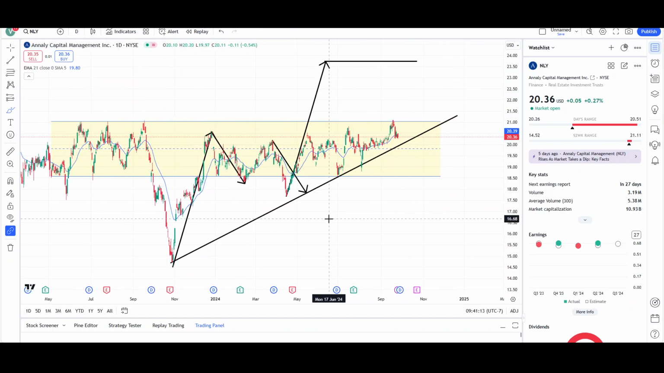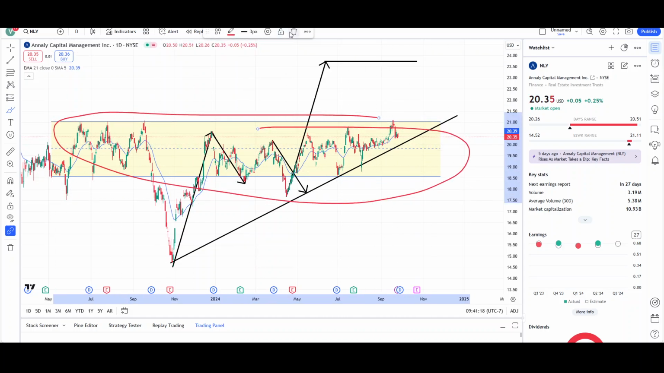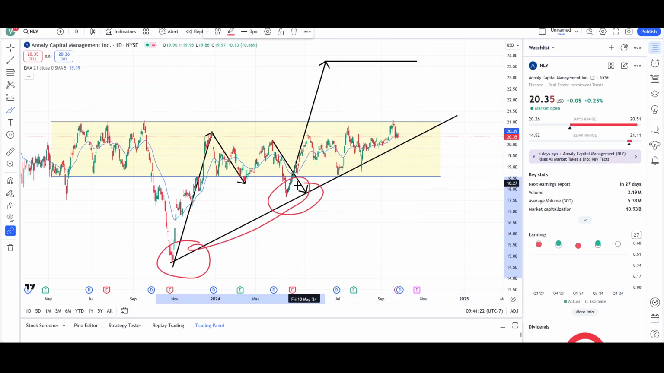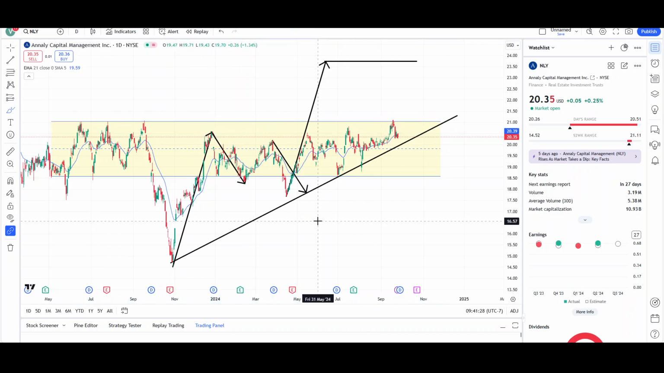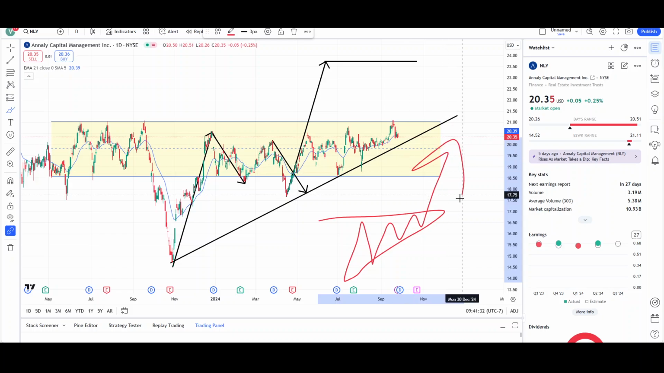So that's how I'm looking at NLY. It's mostly sideways, but there is a bullish bias to the chart because price is making higher lows. You see that all these significant lows are higher than the previous one, but we're making equal highs. So it's kind of like a triangle pattern, maybe something like this, ready to possibly break out higher.